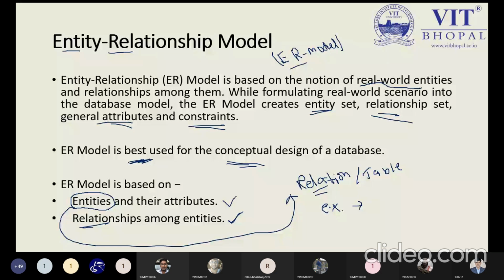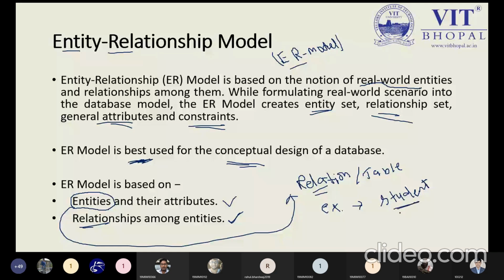Sir, everything is an entity that has a physical existence. Of course, I can agree with this point, but I need an example. Sir, like student, faculty, customer. Sir, like when we are filling student details in a database, every student is an entity and his details are the attributes.